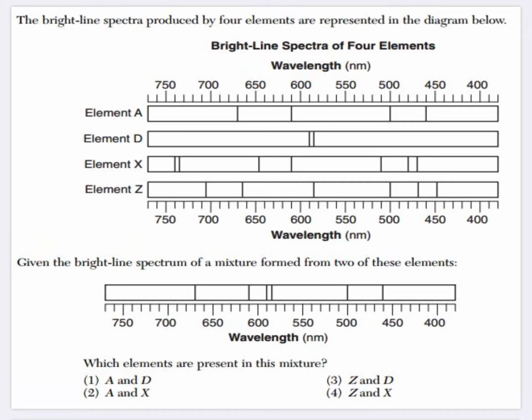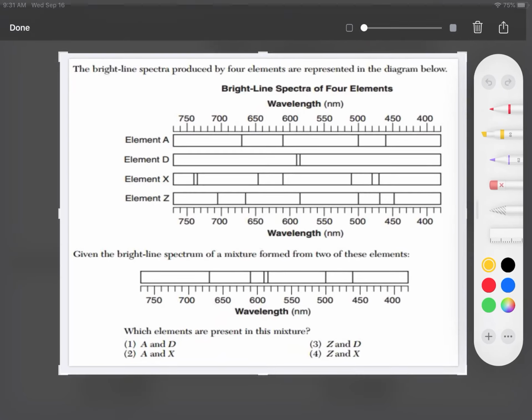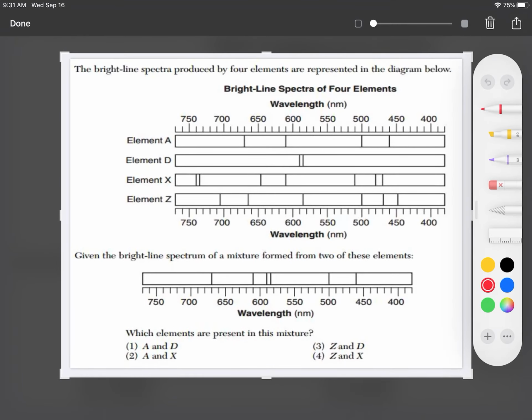All right, let's do this question here, guys. It says here, which elements are present in this mixture here? All right. So let's look over here. Now, this question here requires us to look at the bright line spectrum for the two elements. So let's look at the numbers here. Well, this one's at 650, 660, 670. So we need to go up to 670 here. Here is 670 right there. Well, A matches up here. No, that doesn't match up down there. So A matches up for 670.